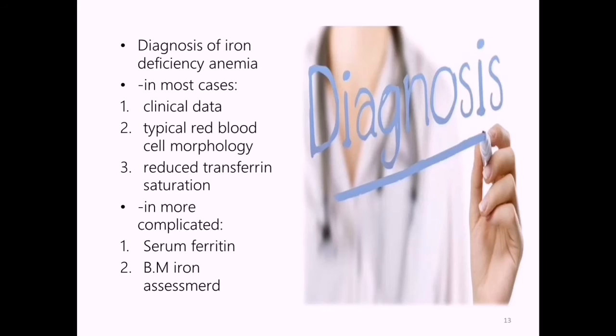This is the last part of our seminar, presented by Rafal Akram, and I will talk about the diagnosis of iron deficiency anemia. About the diagnosis, in most cases we depend on clinical data, typical red blood cell morphology from the blood film, and the reduced transferrin saturation from the serum parameters. In more complicated cases, we use the most accurate tests like serum ferritin and bone marrow iron assessment.